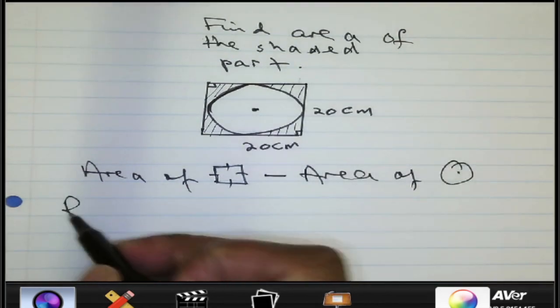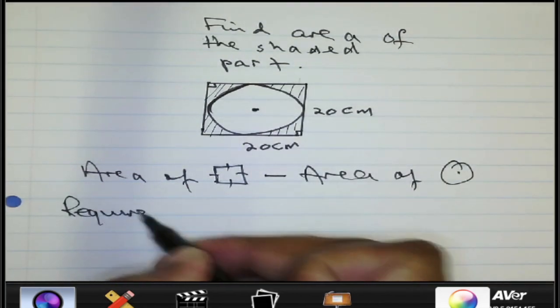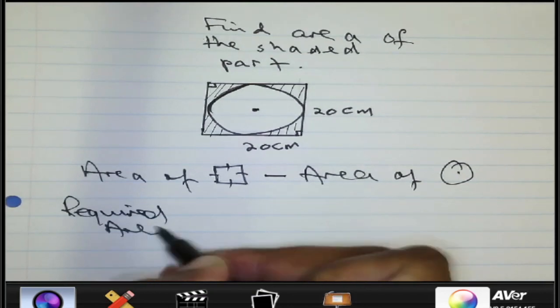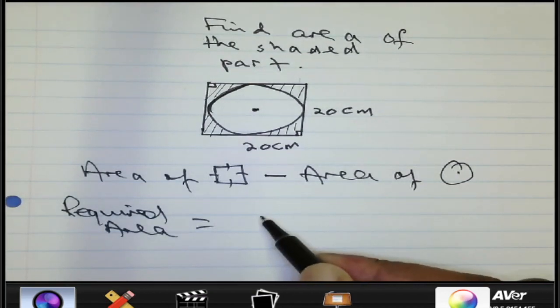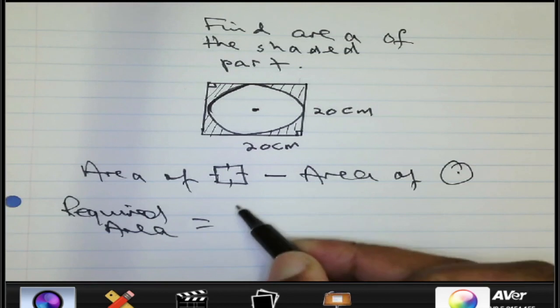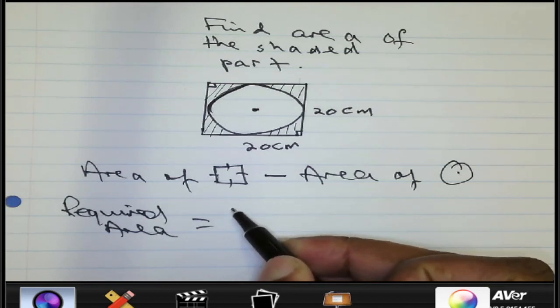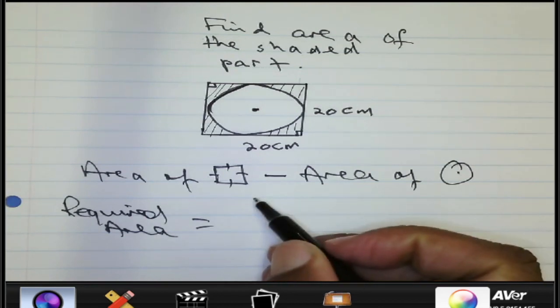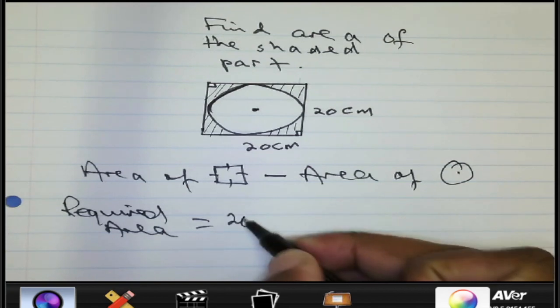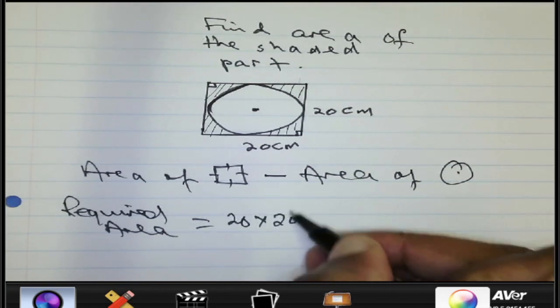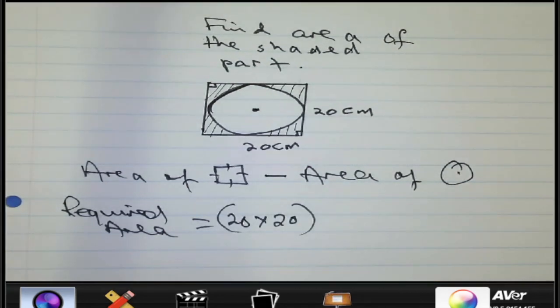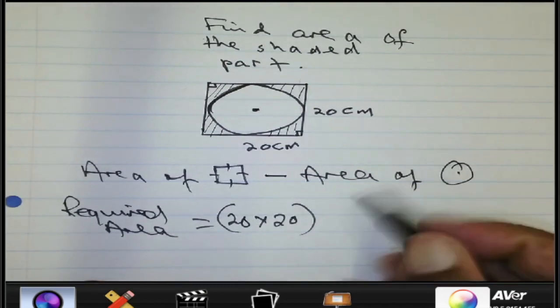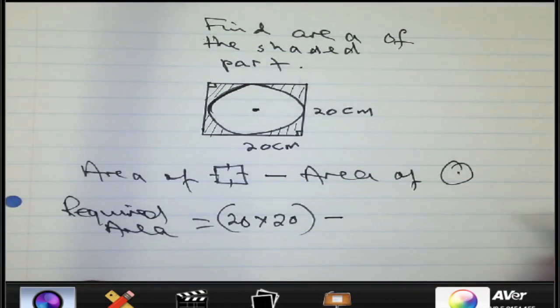So the required area, or the shaded area, is equal to the area of the square. How do we find the area of the square? So multiply length by length, or side by side. So it should be 20 multiplied by 20. We'll come back to the units later on. So that is the area of the square. We can work it out later on. Let's move on to the circle now.